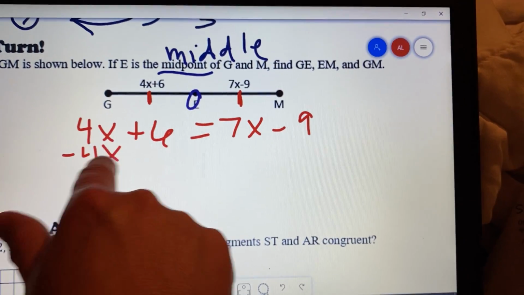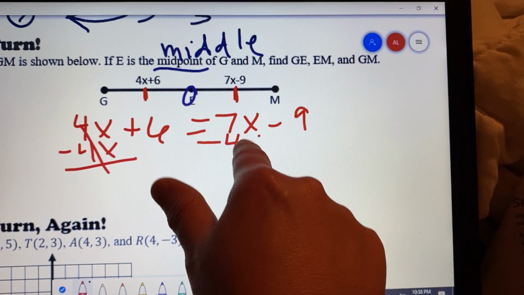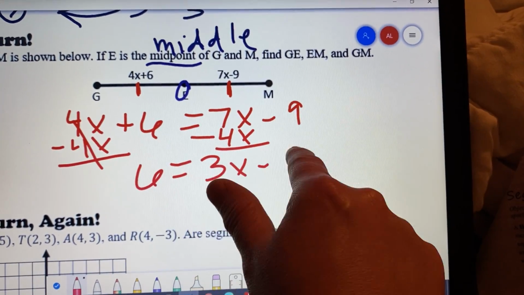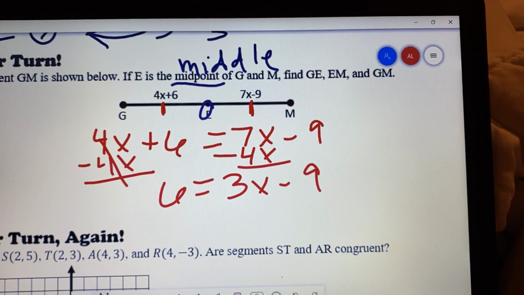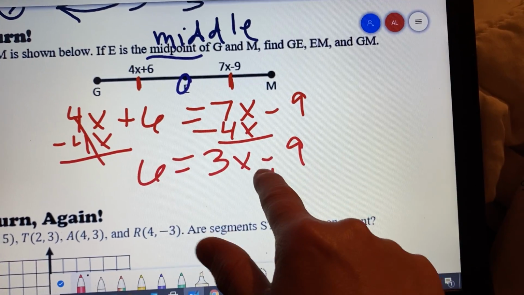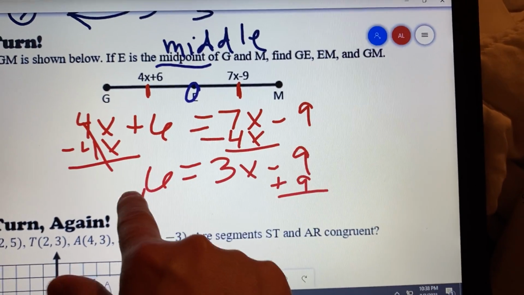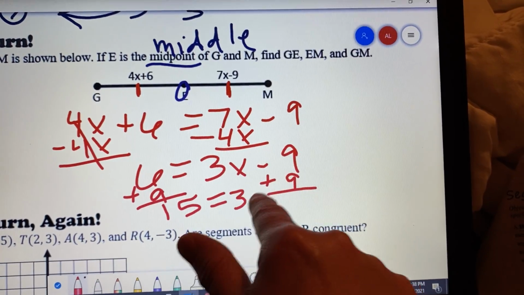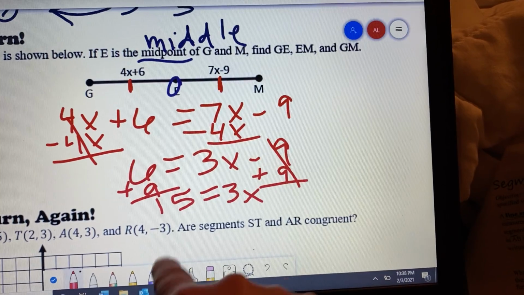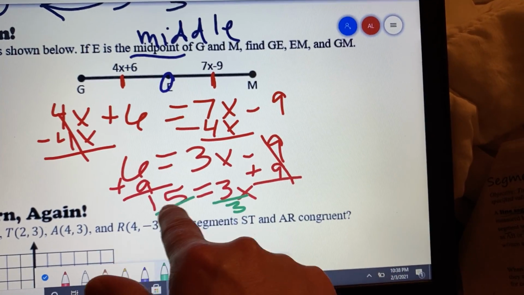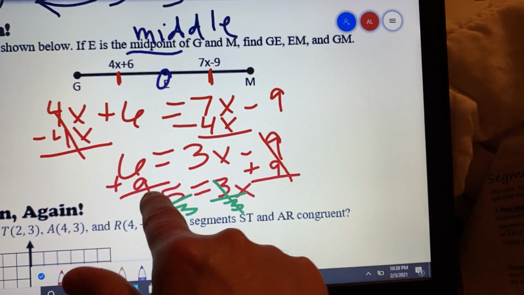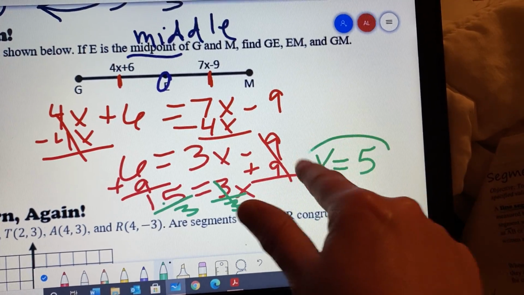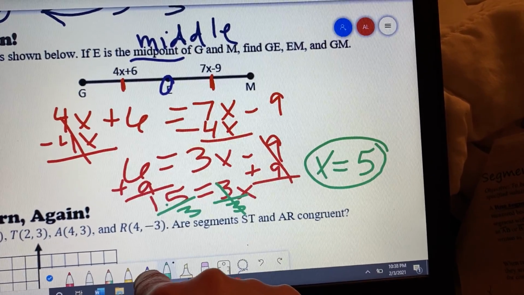So I'll subtract 4x, and we get 6 equals 3x minus 9. And then to get rid of the minus 9, we add 9. 6 plus 9 is 15. So 15 equals 3x. If it's beside, you divide. And 15 divided by 3 is 5. So x is 5, but that doesn't answer the question.